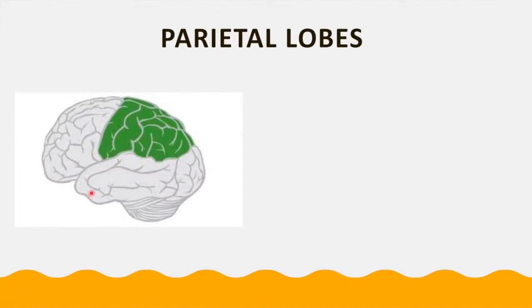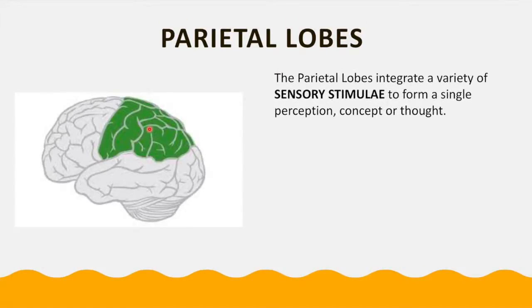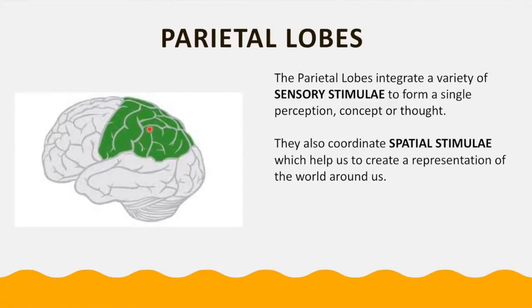So sat here behind the frontal lobes and marked in green are the parietal lobes, and the parietal lobes are responsible for integrating the sensory stimuli that we receive all day long into single concepts, perceptions, and thoughts. And if you imagine that we are bombarded with stimuli from the moment we get up to the moment we go to sleep, the parietal lobes work pretty hard to integrate all of that information into single concepts, thoughts, and perceptions. They also coordinate spatial information, which is particularly important for helping us to navigate our way around the world and give us an accurate representation of the world around us.